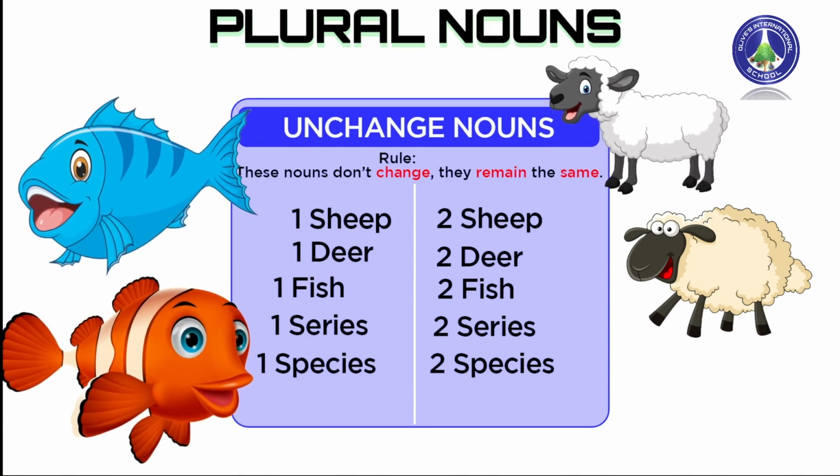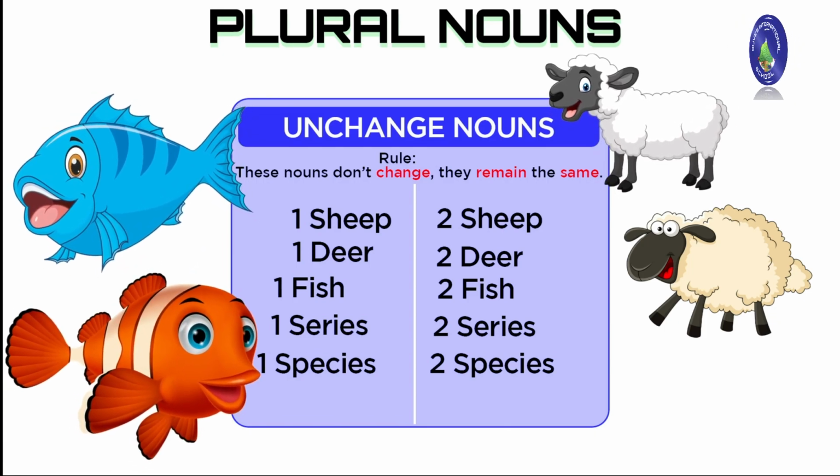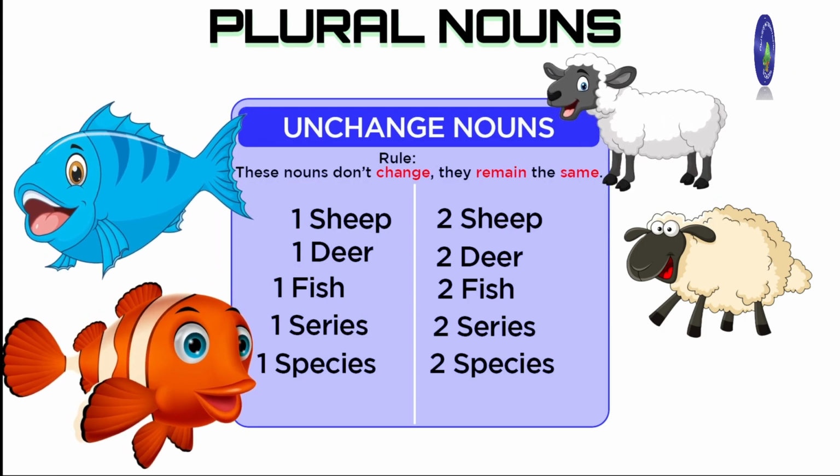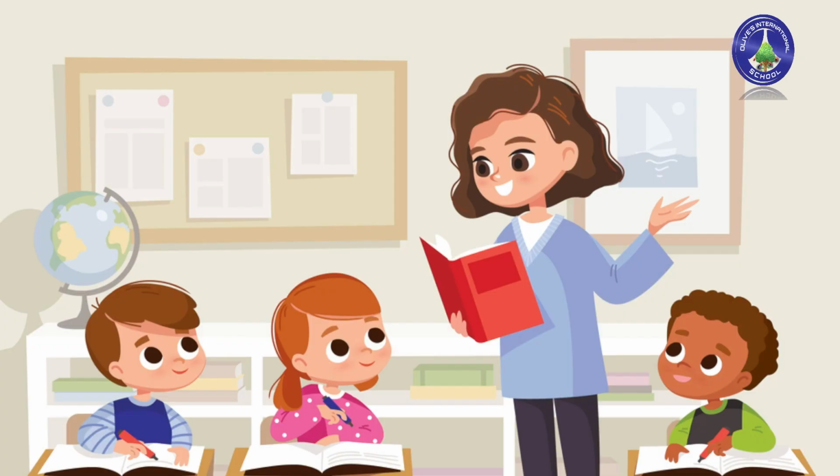It is important to know that not all nouns have a plural. Nouns that do not have a singular or plural form are called uncountable nouns. See our next video about the difference between countable and uncountable nouns for more details.